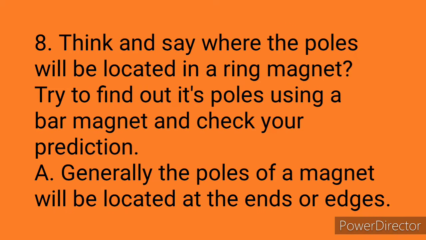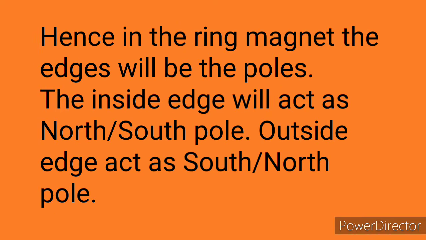Eighth one, think and say where the poles will be located in a ring magnet. Try to find out its poles using a bar magnet and check your prediction. Answer: generally, the poles of a magnet will be located at the ends or edges. Hence, in the ring magnet, the edges will be the poles. The inside edge will act as the north or south pole. The outside edge acts as the south or north pole.